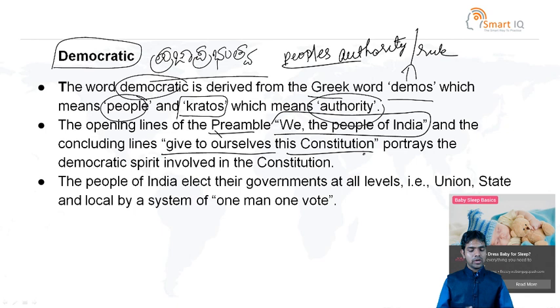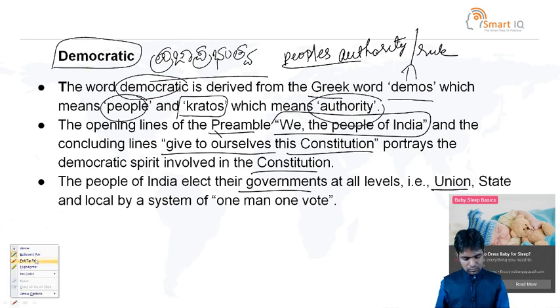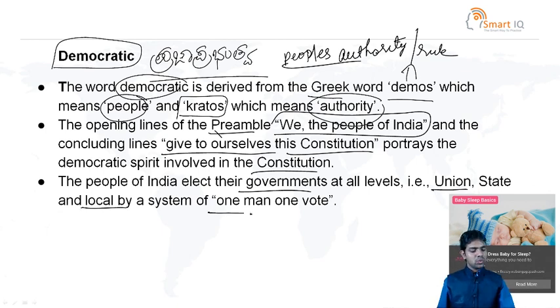This shows the democratic spirit involved in the Constitution. The people of India elect their government at all levels, called union, state and local. That is one man one vote, the election system.